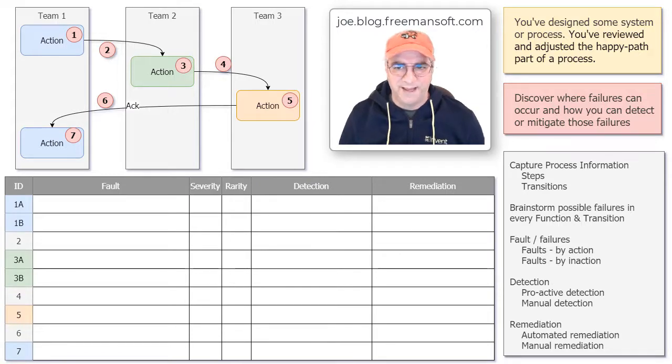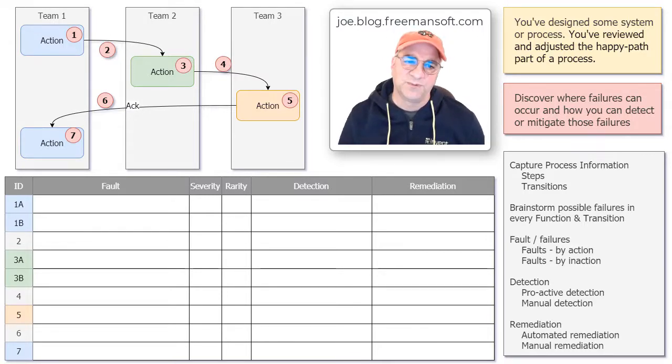So the main thing I've got here is this table at the bottom, which is basically what we're going to want to fill out, right? We're going to make a list of the faults. The diagram at the top is a 4-stage business workflow with 3 transitions. It's got 3 teams. Team 1 does something, they hand off to Team 2, Team 2 hands off to Team 3, and Team 3 sends an acknowledgement back to Team 1 that the whole thing is done, right?